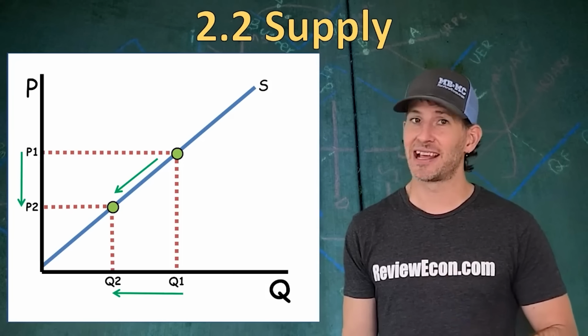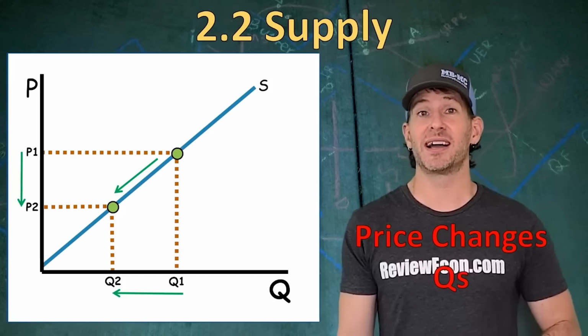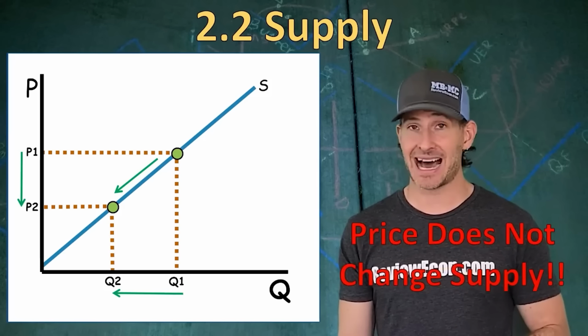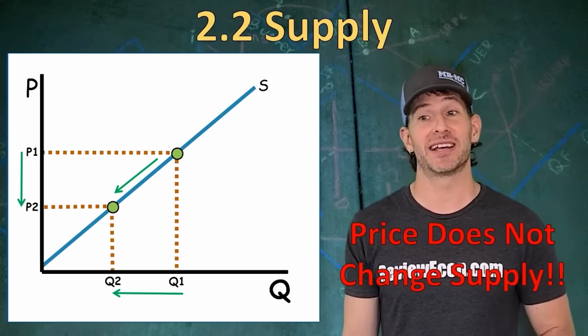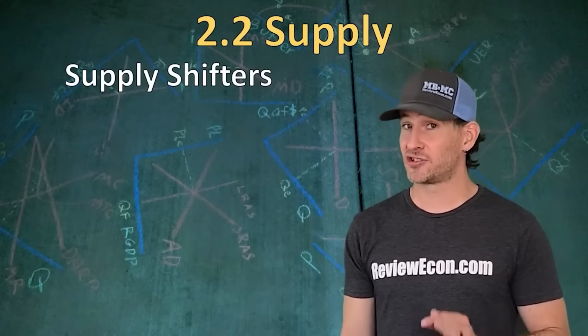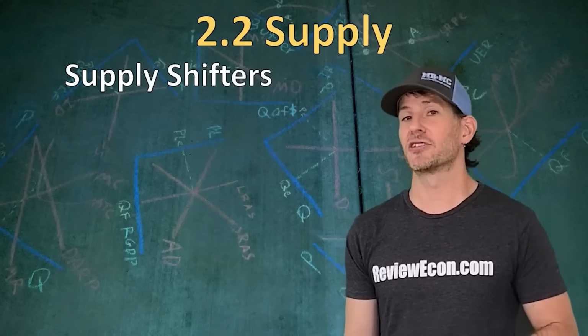Special note, just like with demand, price changes quantity, or quantity supplied in this case. Price does not change supply. Make sure you know that. It will trick you on your test. But there, of course, are things that do shift supply. We call those non-price determinants of supply. These are your supply shifters.